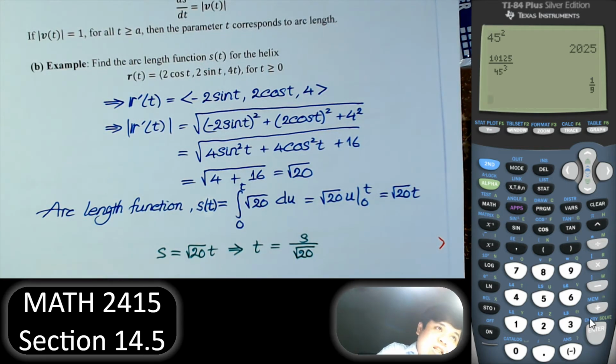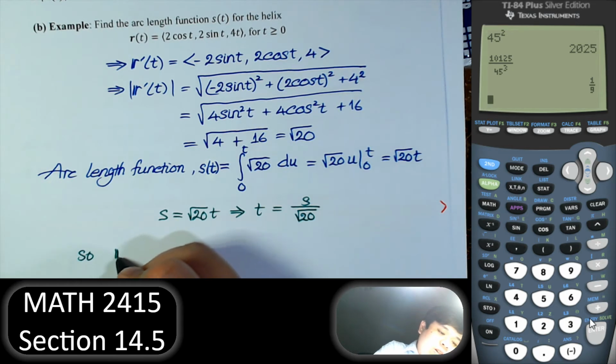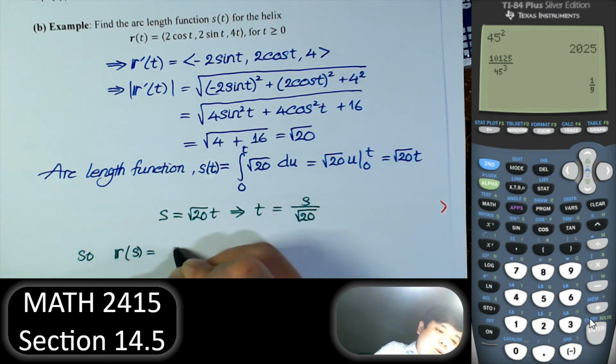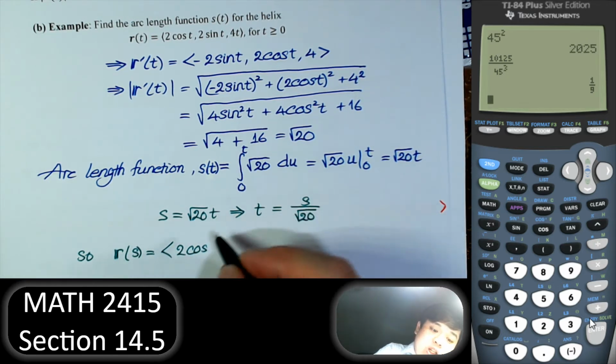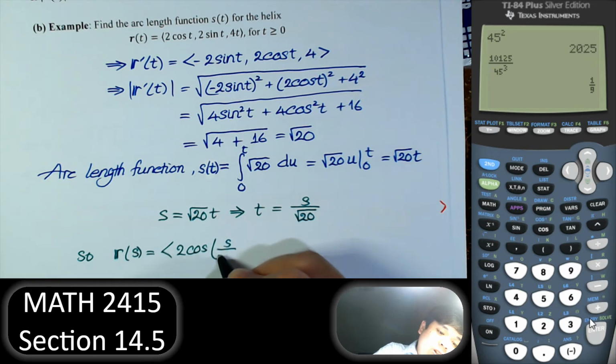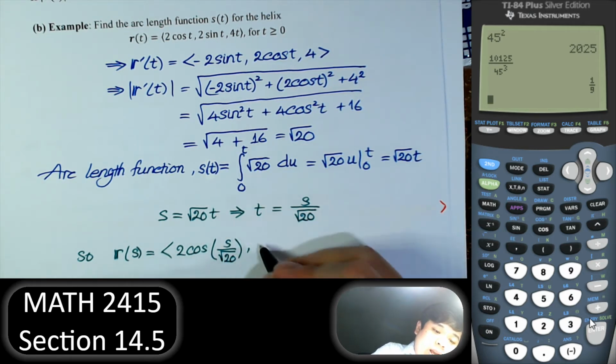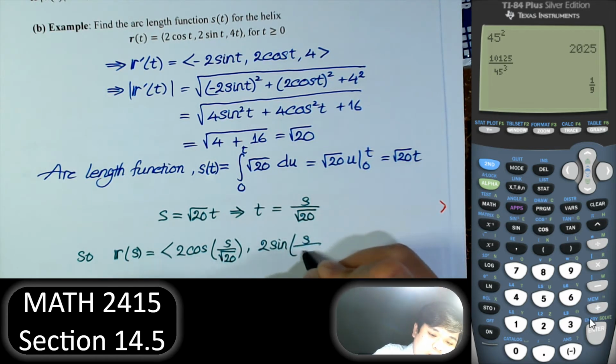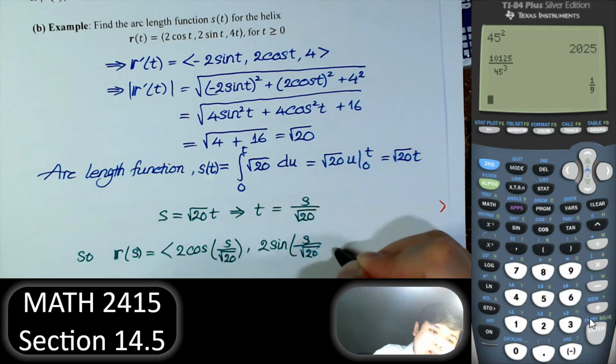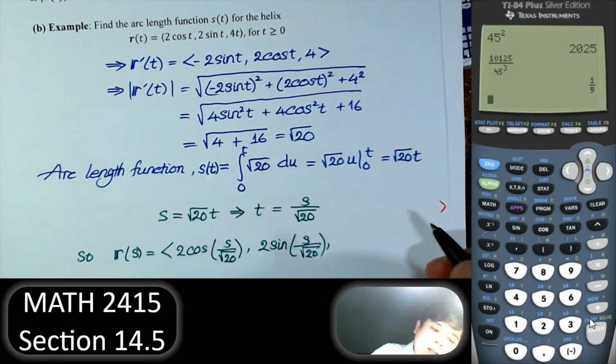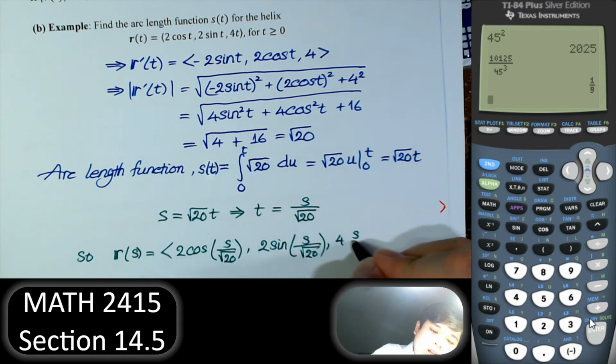So now we can say the curve in terms of s is equal to 2 cosine, instead of t use this, and then 2 sine, and then 4 times t, which is that.